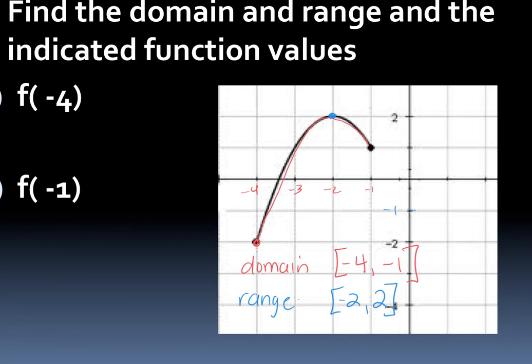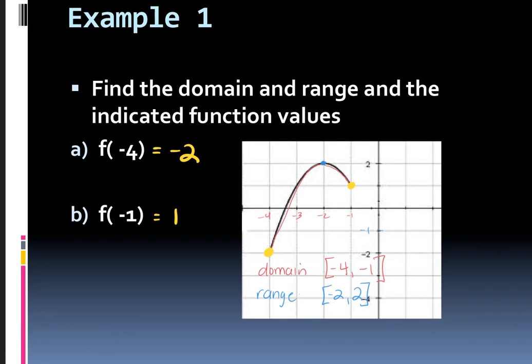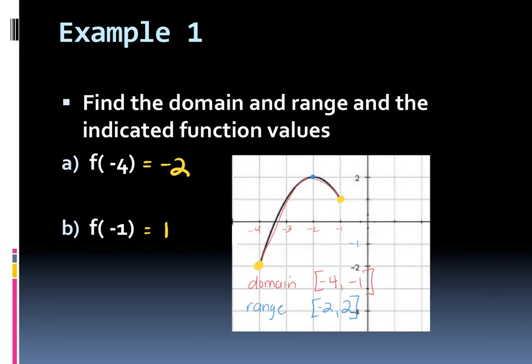Now we want to find the indicated function values. For f of -4, I go to -4, find the coordinate point, and see what my y value was. -2. So we just write -2. You don't write y equals -2, you just write -2. How about f of -1? 1. Any questions so far?